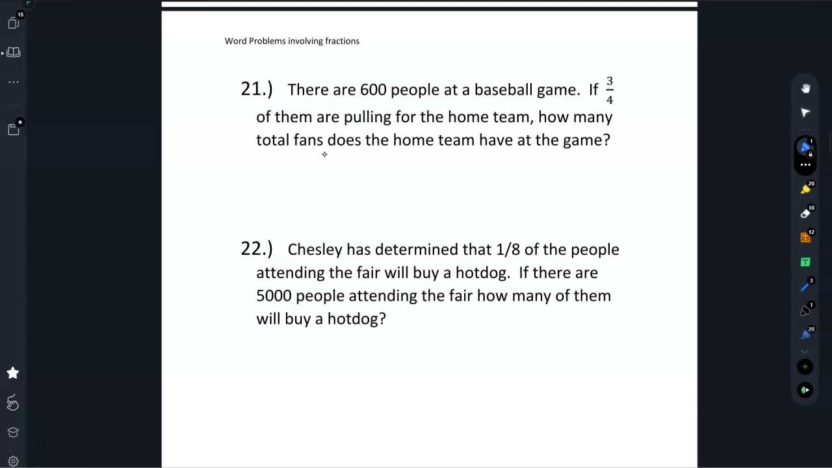Okay, so now we looked at word problems. The first word problem is if there are 600 people at a baseball game, 3/4 of them are pulling for the home team, how many total fans does the home team have at the game? So anytime you're either given a percentage or a fraction of an entire amount, so here I'm looking to find out what is 3/4 of 600, I'm just taking that fraction and I'm going to multiply it by 600. So if I grab my calculator, type in 3/4 times 600, I would get 450. So anytime you're looking for a fraction and you have the total amount, you just multiply the fraction by the total amount. Same thing would go with percentages.